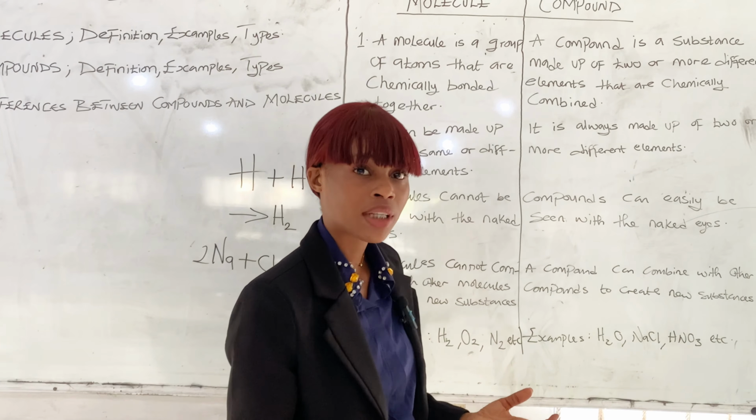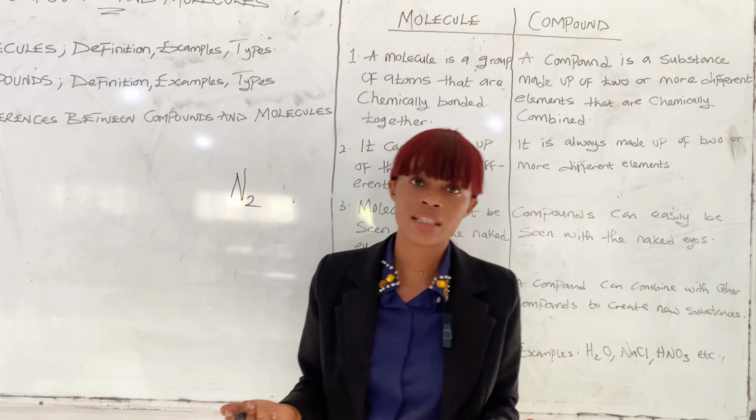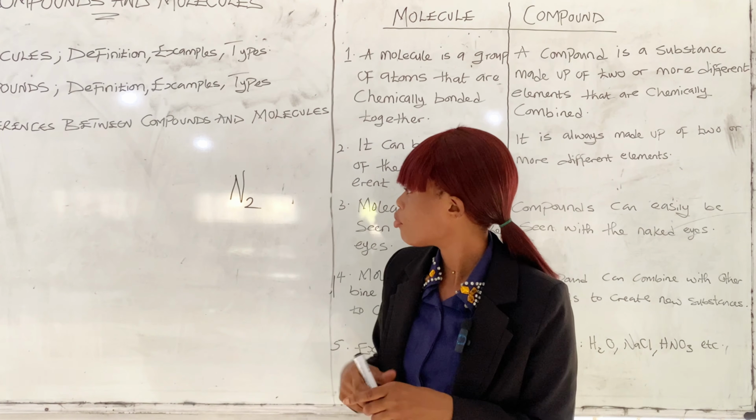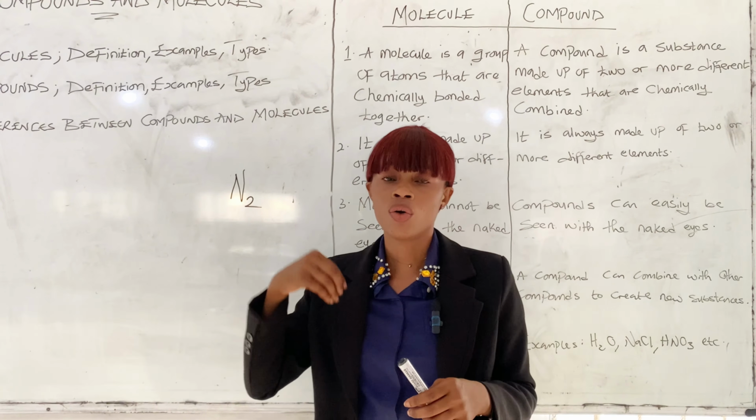An example of that is your nitrogen molecule. Nitrogen molecule is N2, which is nitrogen gas. Or let's even use hydrogen gas. Air is a mixture, and air is composed of your hydrogen molecules, your oxygen molecules, nitrogen, and other rare gases. So nitrogen cannot be seen with the naked eye. We breathe it in, but we can't see it with the naked eye. So your molecules cannot be seen with the naked eye.